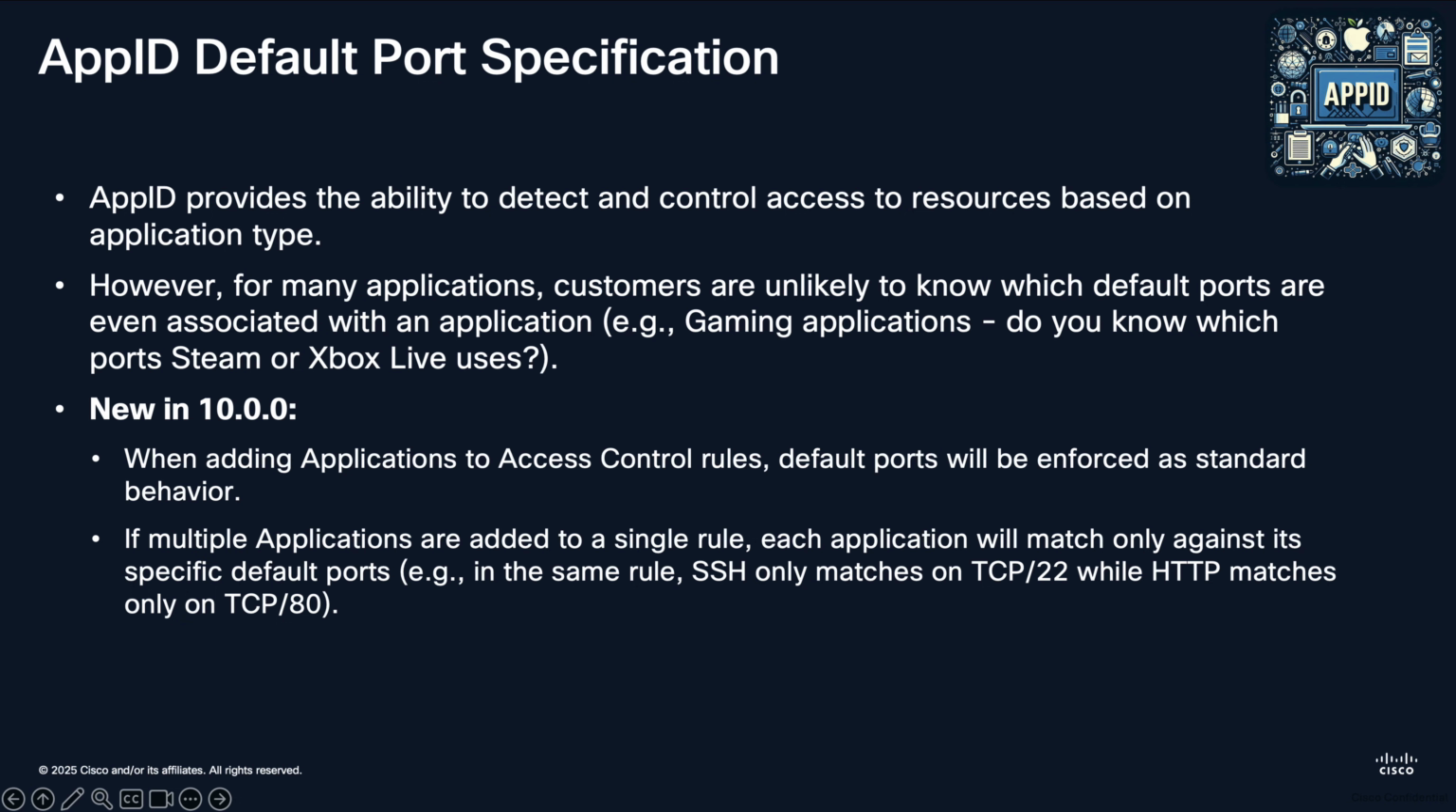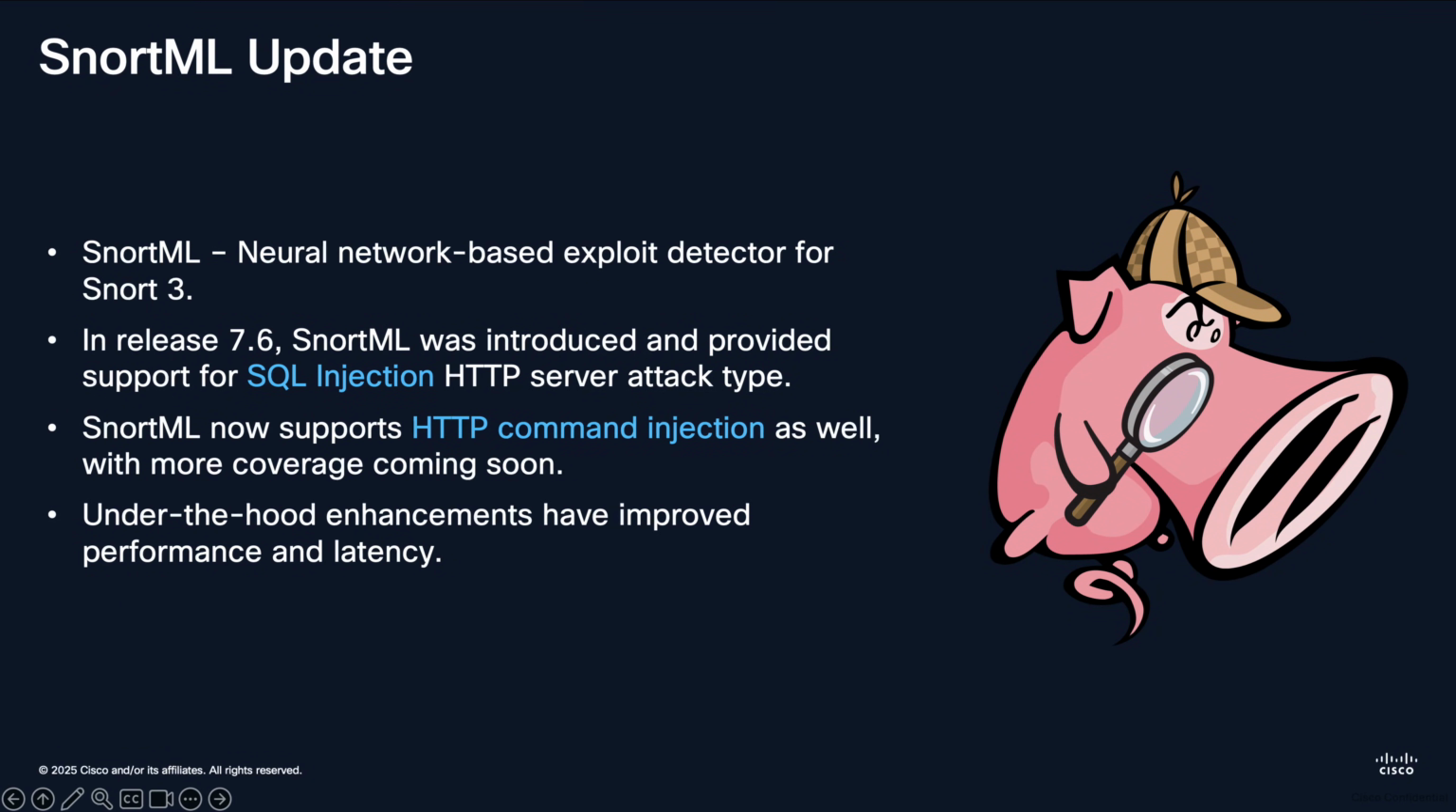What's even better is that if you add multiple applications to a single rule, each application will only match against its specific default ports. For example, if you have SSH and HTTP in the same rule, SSH will correctly match on TCP 22 and HTTP will match only on TCP 80, ensuring precise and simplified application control without manual port specification.